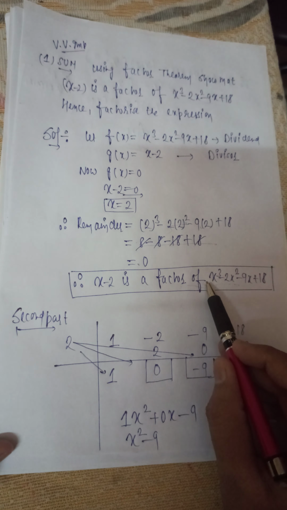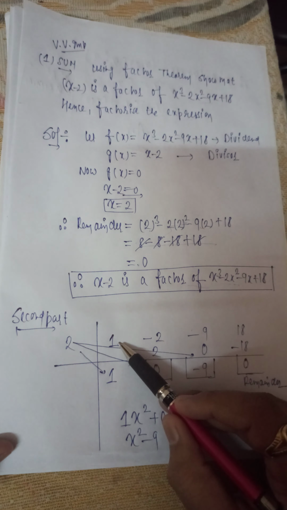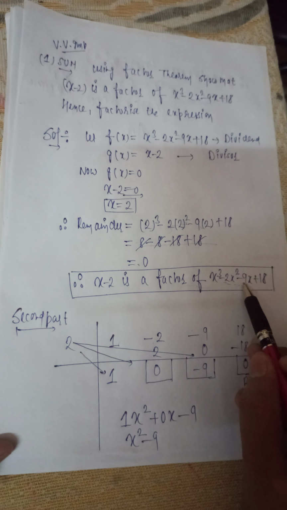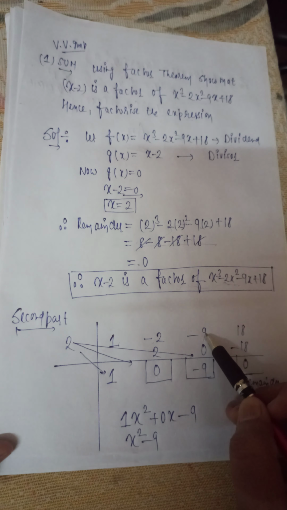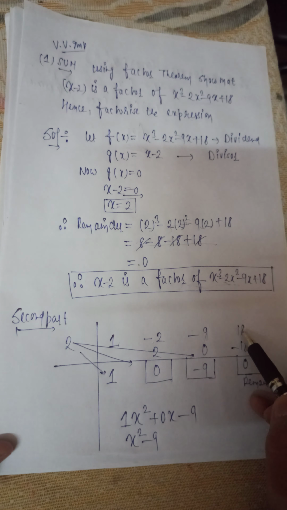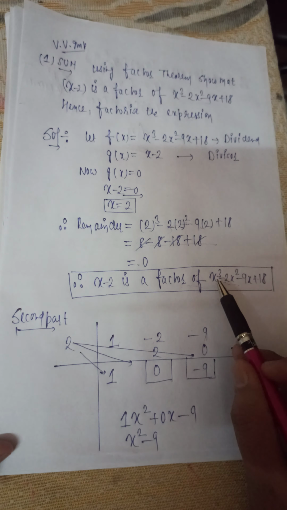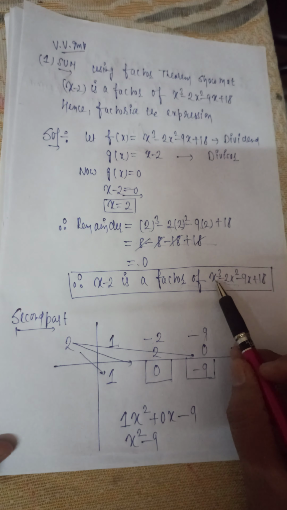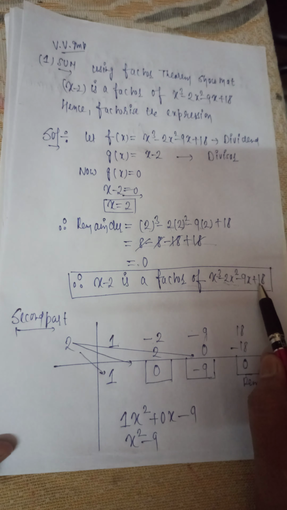So the first coefficient is 1, so write 1 here. And the second term coefficient is minus 2. And the third term coefficient is minus 9. And the last is 18. So in a cubic we always have 4 terms. See, 1, 2, 3, 4.